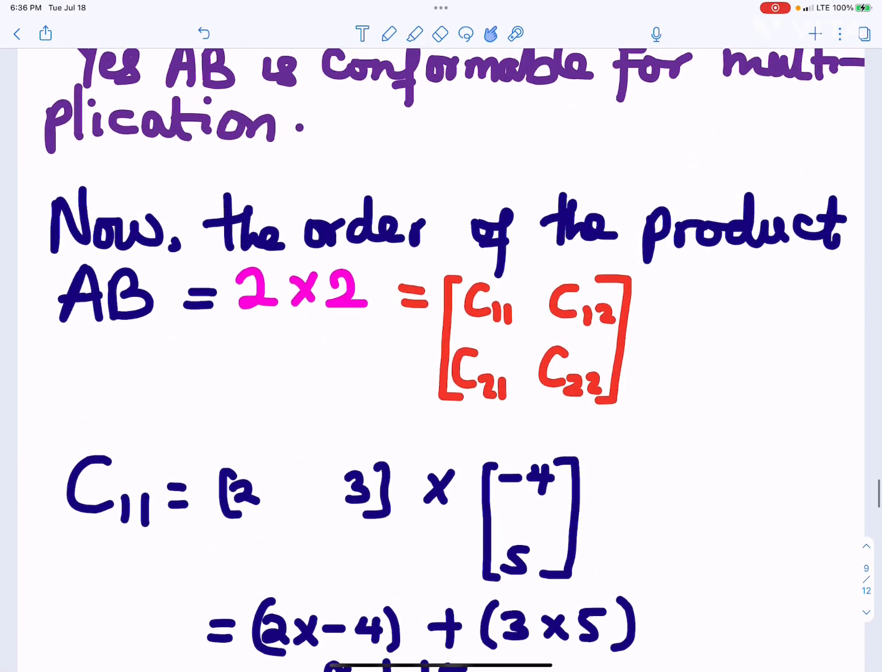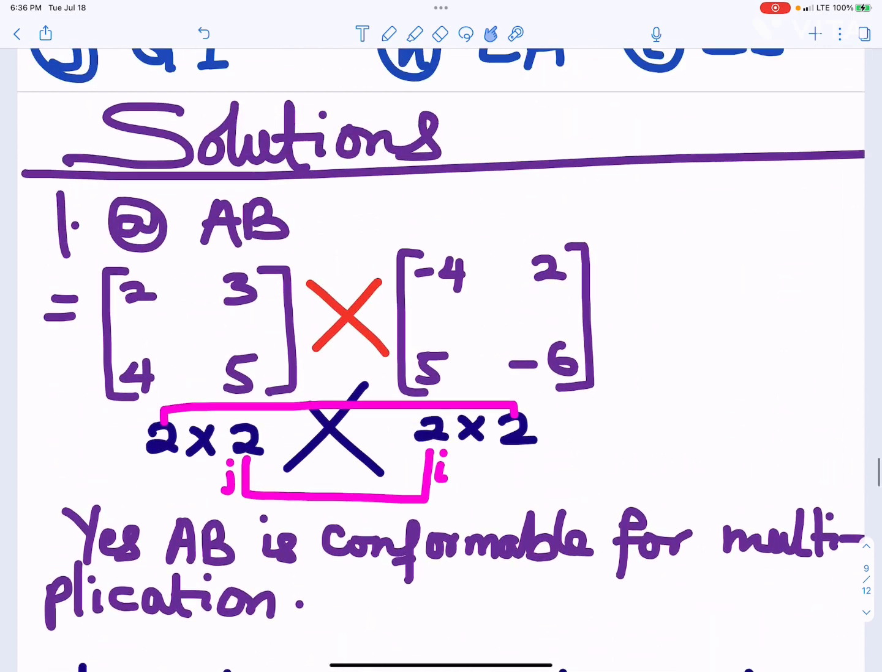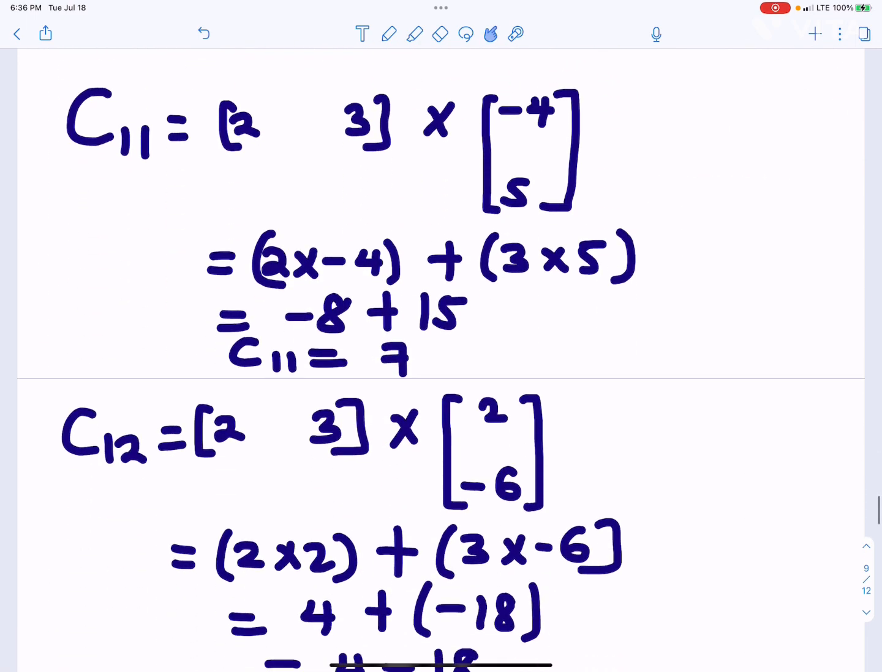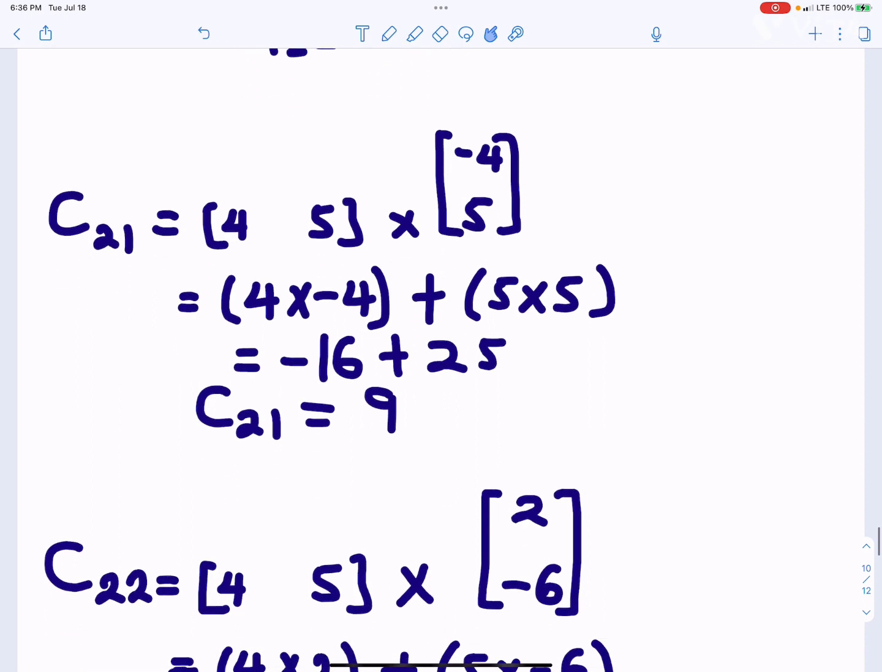So third, I'll go ahead now and find the element in the second row first column in my product. What element is in the second row first column, C21, in my product? That cell. To get the answer in this cell, I'll multiply the second row in A by the first column in B. So I'll come here and multiply the second row in A by the first column in B. That means I'm doing what? 4, 5 times minus 4, 5.